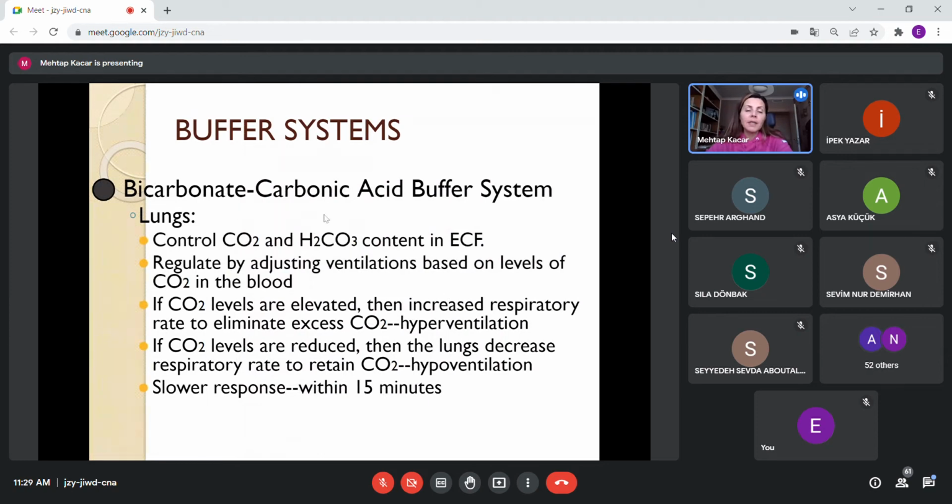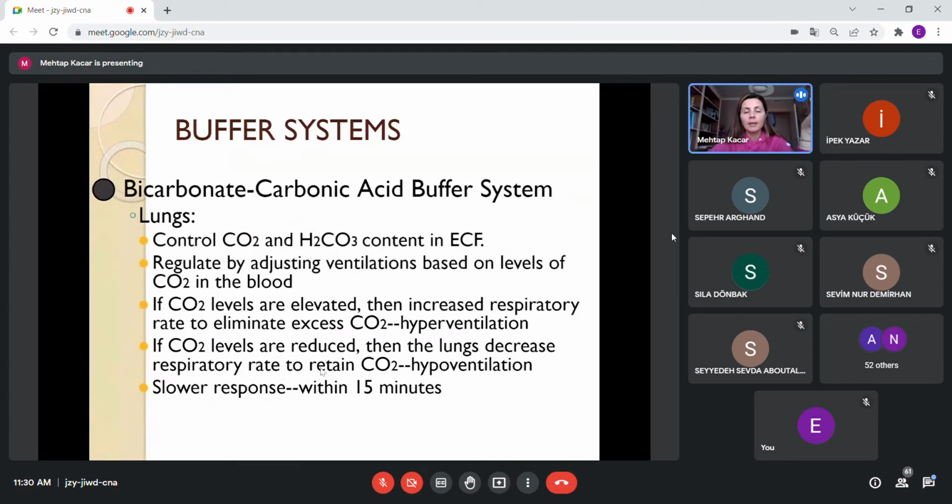In lungs, we control carbon dioxide and carbonic acid content in extracellular fluid. Because of the PO2 value, increased oxygen pressure, this reaction goes in the carbon dioxide and water dissociation direction. Okay, and it regulates our carbon dioxide level also because we exhale carbon dioxide.